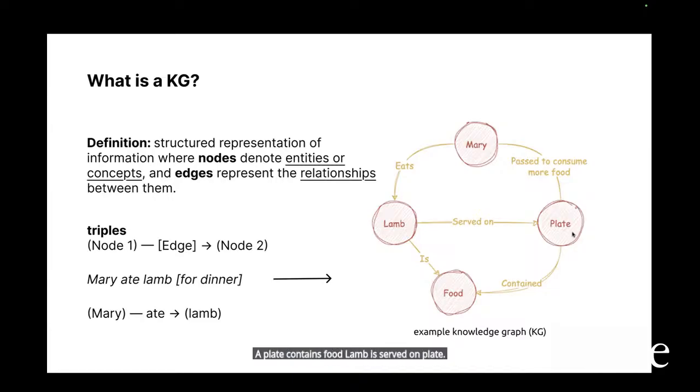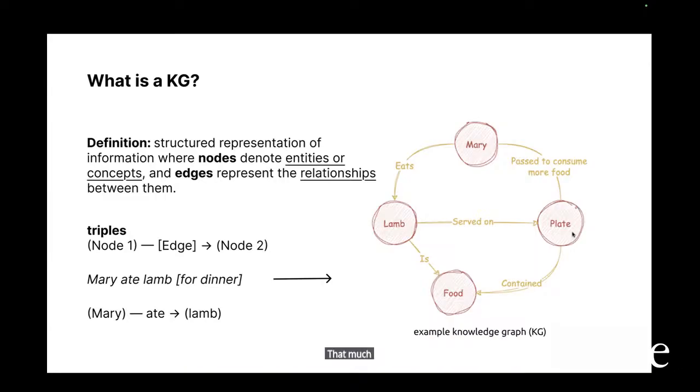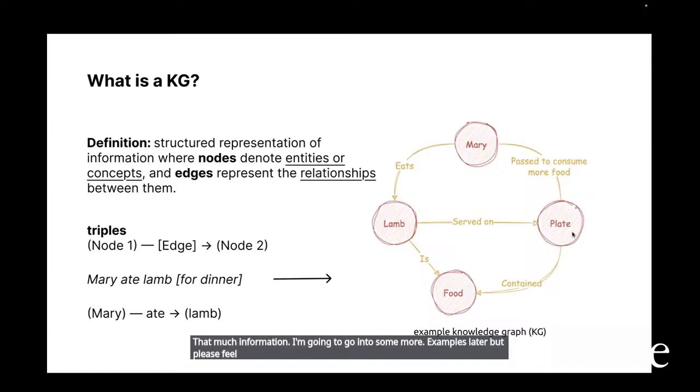This is kind of abstract, like why would we do this? But the answer is this helps the machines, the computers, to understand the meaning of data, while if we would have a table, we would not be able to showcase that much information. I'm going to go into some more examples later, but please feel free to stop me if you have questions.